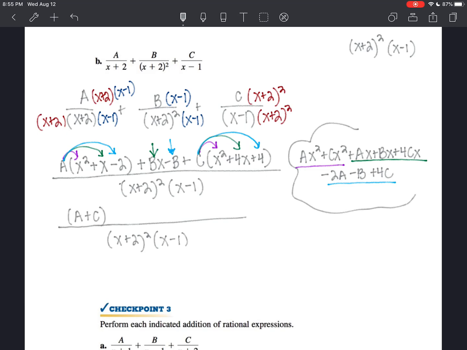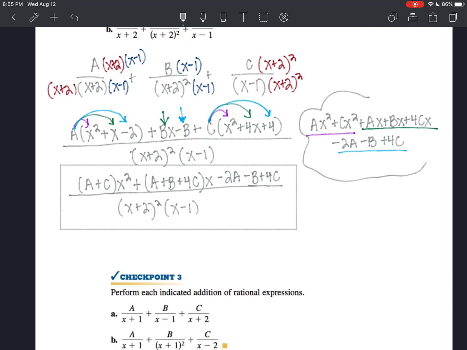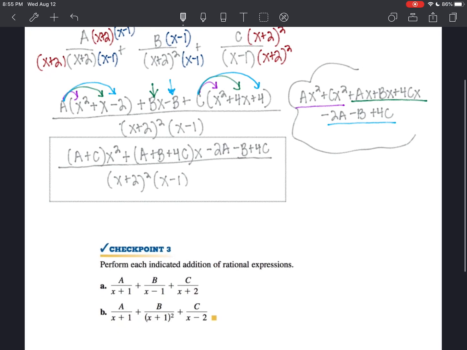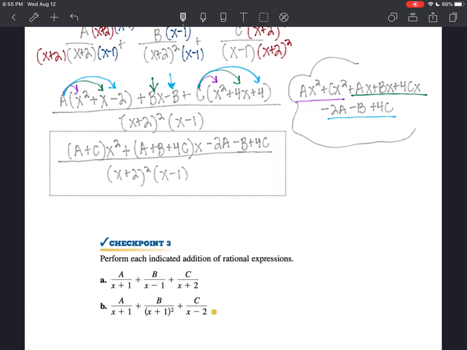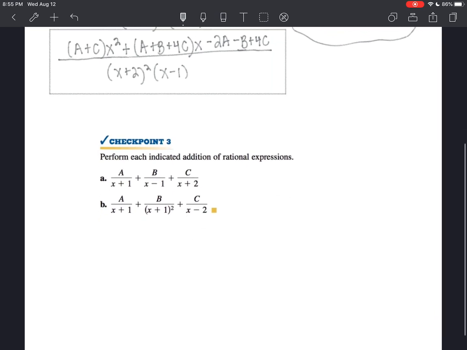So we've got a plus c quantity times x squared plus a plus b plus 4c, all times the quantity x, and then minus 2a minus b plus 4c. I cannot tell a lie, these do happen to be one of my favorite things to do because it's just procedural algebra, and I kind of like procedural algebra. Okay, go ahead and try this one.